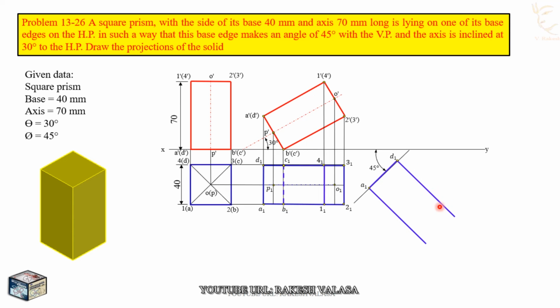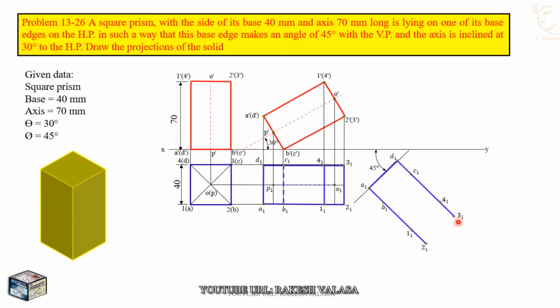Take your engineering compass, measure D1 C1 length, D1 as center, draw the arc on this D1 perpendicular line. This is the C1. Similarly take the radius D1 4 1, D1 as center, locate the point on this perpendicular line, that is 4 1. Last one is 3 1. Similarly take A1 B1 radius, A1 as center, draw the arc on this perpendicular line, that is B1. Next take A1 1 1 radius, A1 as center, draw the arc on this perpendicular line, that is 1 1. Next 2 1.